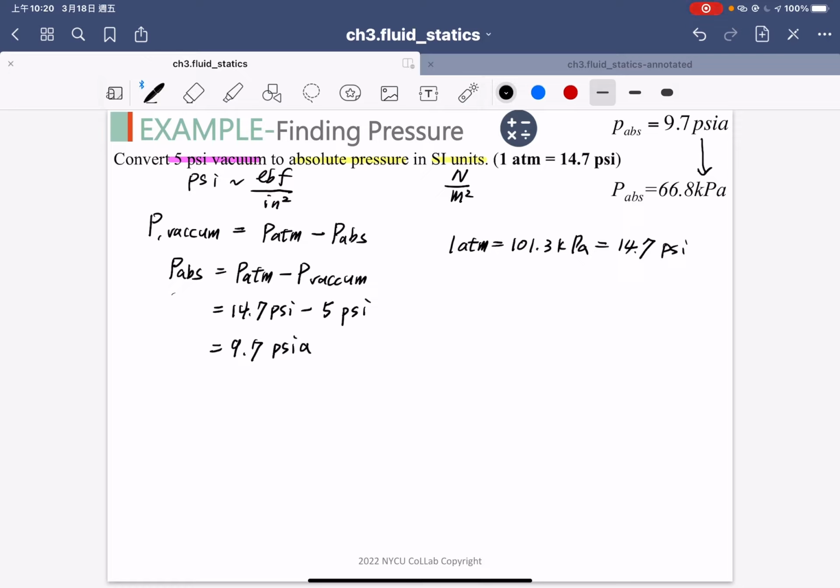The number showing here is smaller than 1 ATM. So you can convert how many kilopascals you have for this PSI value. You can take 9.7 divided by 14.7 and multiply by 101.3 kilopascals, and the unit will convert to kilopascals. You can use your calculator to double check the answers.